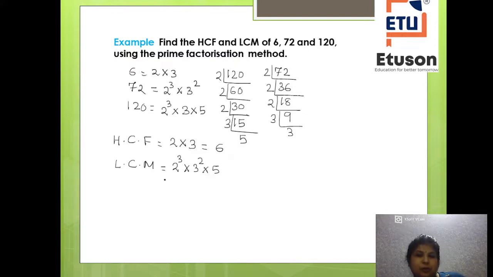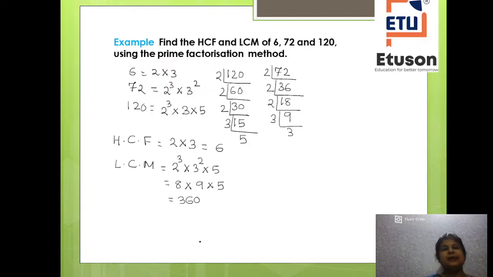So what will be the answer? 2 to the power 3 is your 8, into 9, into your 5. So 8 into 9 into 5. So the answer is how much? So the answer is 360. So your HCF is 6 and LCM is 360.